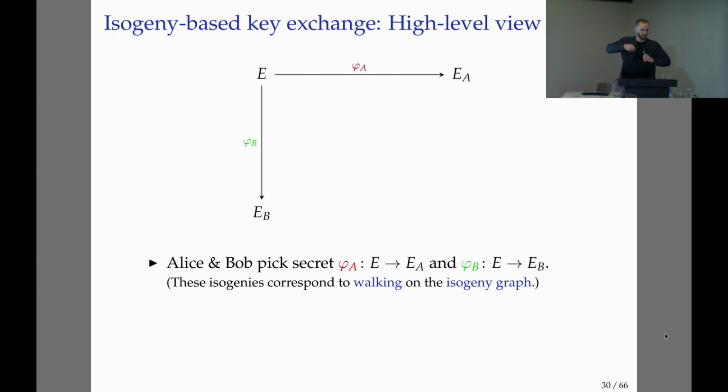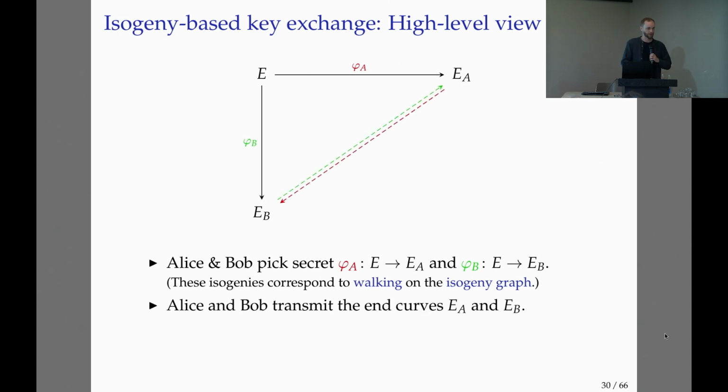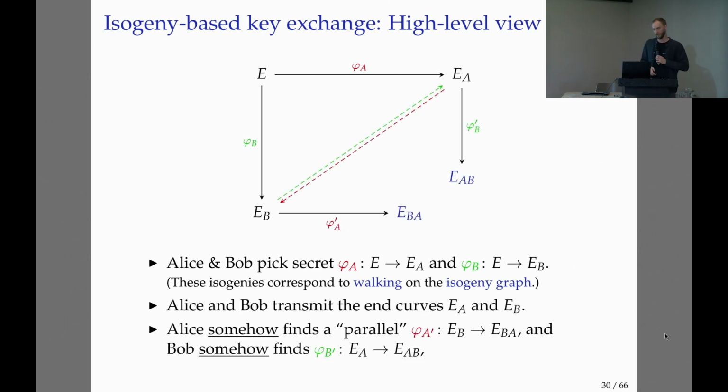And then they exchange that, just like in classical Diffie-Hellman, they exchange their powers of the generator. And then they should somehow find more isogenies from the other party's public curve, such that the endpoint of both of these isogenies on both Alice and Bob's side ends up being the same. And that should be our shared secret.